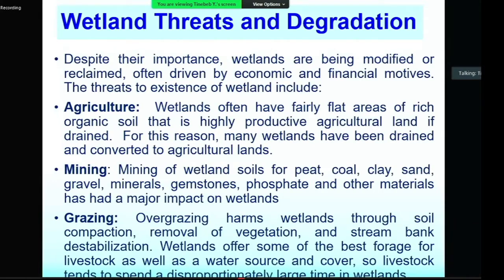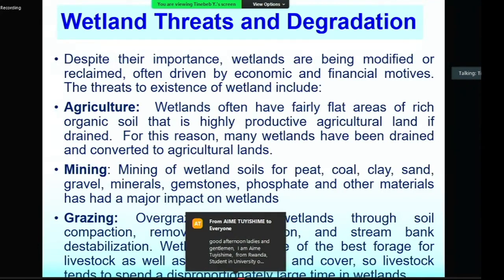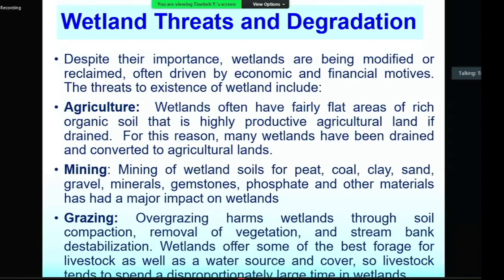So what are the threats that are currently happening? We have tried to list out at least the main threats that are integrated into wetlands, but this is also not limited to the threats that are facing the current wetland system. Because despite their importance, they are being modified or reclaimed, often driven by economic and financial motives that trace to the existence of wetland issues.